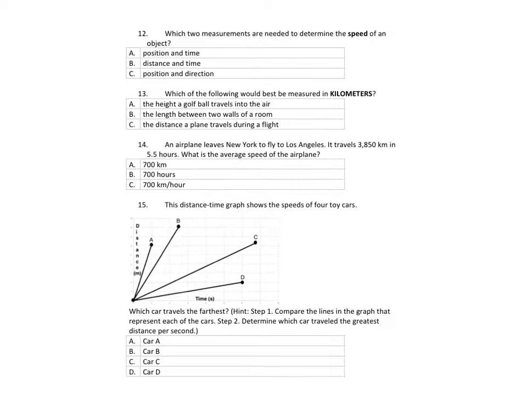Number 11. The graph below represents the time and distance traveled by 4 different toy cars. What was the average speed of car A? A. 6 meters per second. B. 3.2 meters per second. C. 0.92 meters per second.